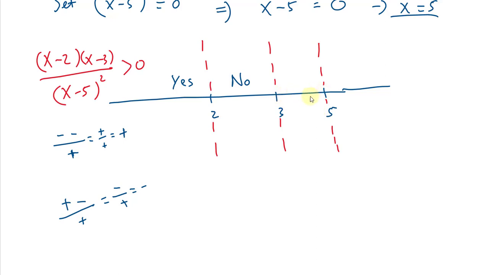Between 3 and 5, let's pick 4. 4 minus 2, that is a plus. 4 minus 3, that is plus 1, so that's plus. At the bottom, it's always square, so it's always plus. Plus times plus is plus. Plus over plus is a plus. Plus is something bigger than 0. So the answer here is yes. And then to the right of 5, let's pick 6. 6 minus 2, that is plus. 6 minus 3, that is also plus, and the bottom is always a plus. Plus times plus divided by plus. At the end, you get plus. Plus is something bigger than 0. So the answer is yes.